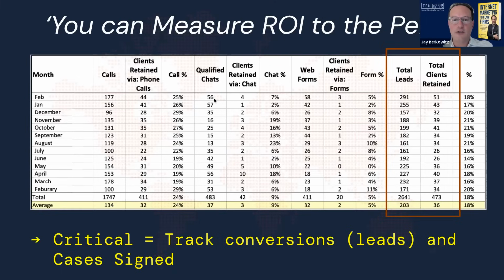They got 56 of the chats, the little chat box popping up. That's converting a little lower, 7%, sometimes 19%, average of 9%. And then they got 58 web forms. The web forms are typically the worst.